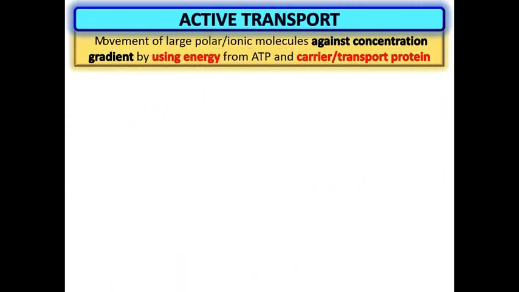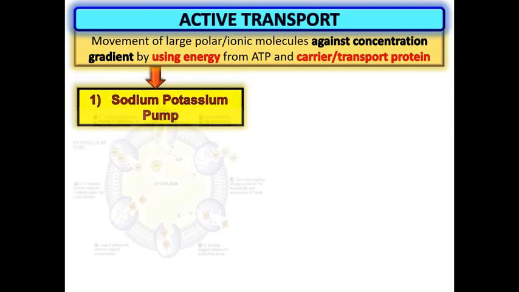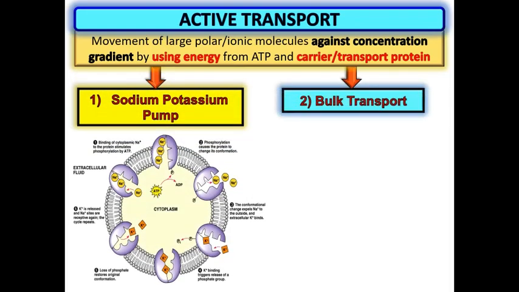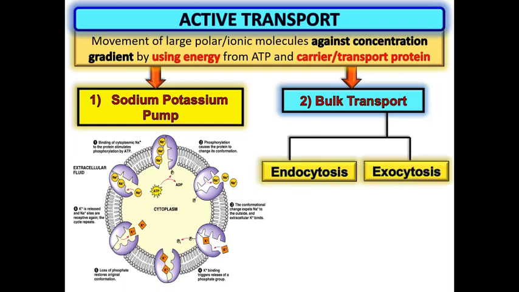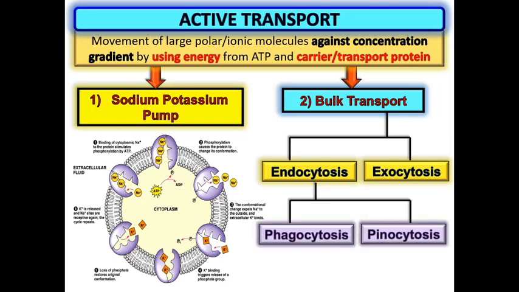Active transport. Movement of molecules against concentration gradient by using energy and transport protein. There are two types of active transport. Bulk transport divide into two. Endocytosis divide into two. We look at sodium-potassium pump.